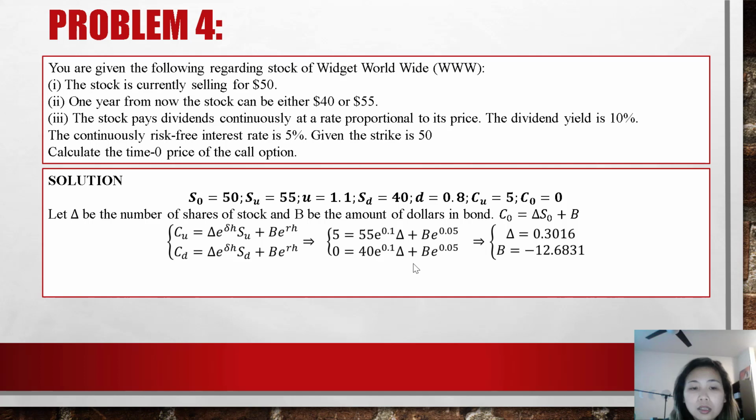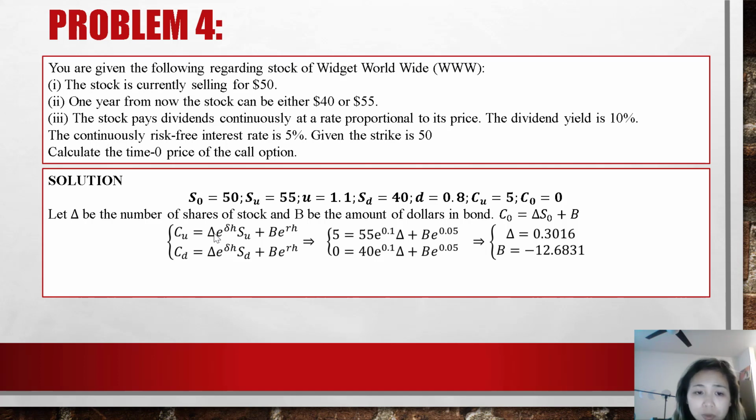I have CU, the upper price after a year. It is equal to delta e to the delta h times SU plus B times e to the rh. Because let's say at time 0 we have delta number of shares of stock. So after h years, we will have delta e to the delta h number of shares of stock because we have continuously paid dividends. And SU is the price of the stock at time h. And B is the amount of dollars at time 0, so it accumulates to B times e to the rh at time h, with r the risk-free interest rate.